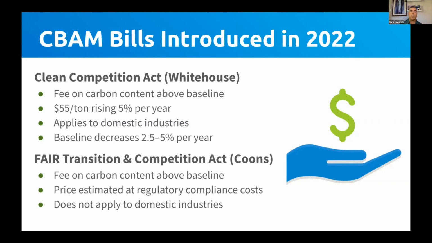Senator Whitehouse's bill would have applied this CBAM to domestic industries. And so if you're a steel maker and your steel carbon content is above the national average, you would have to pay for that extra carbon content. So it's basically creating a bit of a carbon price domestically.